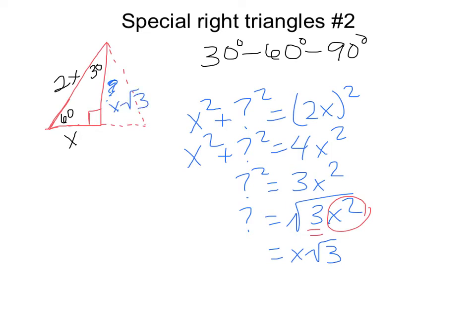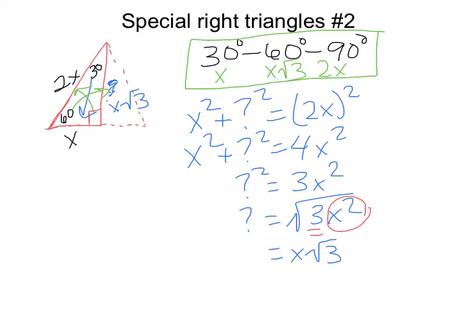So in our 30, 60, 90 triangle, the side across from the 30 is the x. The side across from the 60 is x root 3. And the side across from the 90 is 2x. So this, again, becomes a really big deal. And just like in the 45, 45, 90 triangles, these facts are going to show up again and again and again. For right now, we're just going to use it to find missing sides.